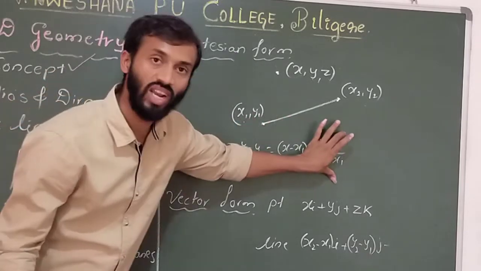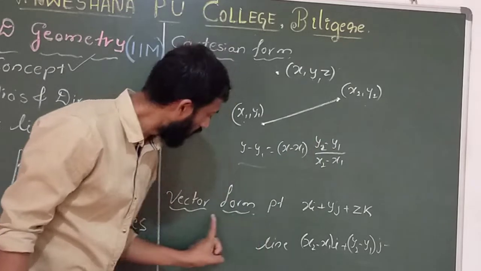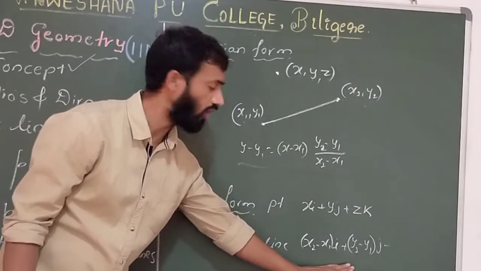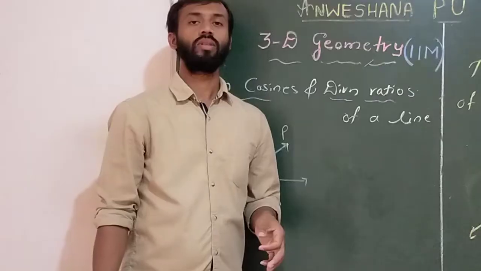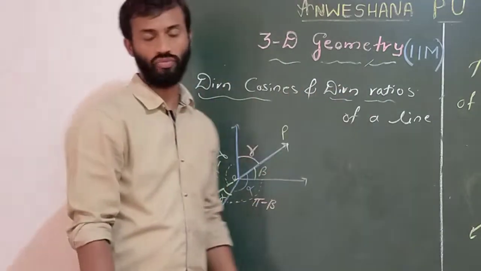So this is the equation of a line in vector form, and the equation of the same line in Cartesian form. Now let's move to the direction cosines and direction ratios of a line.